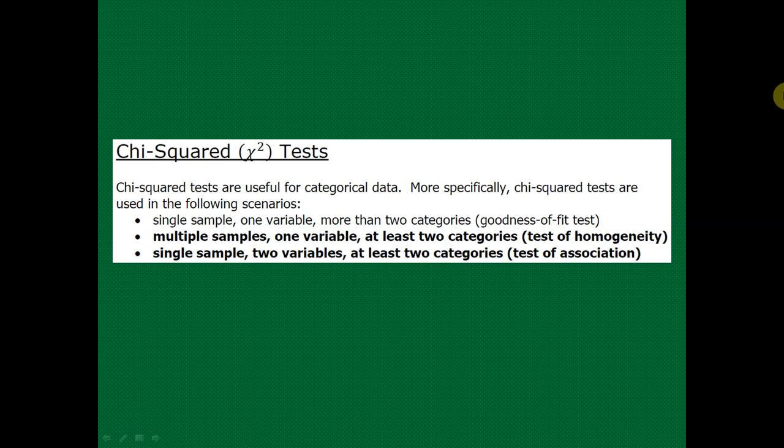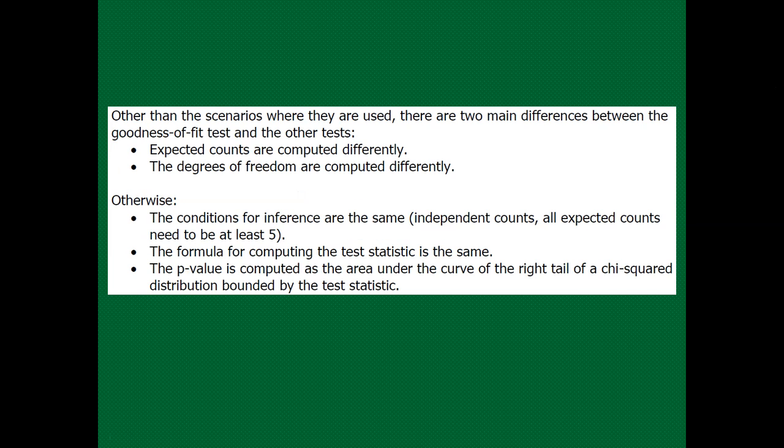Chi-squared tests of homogeneity and association are applicable to different scenarios, but that really only affects the hypotheses and the conclusion. Everything else is the same. There are two main differences between what happens when you do a goodness of fit test and what happens when you do one of the other tests.